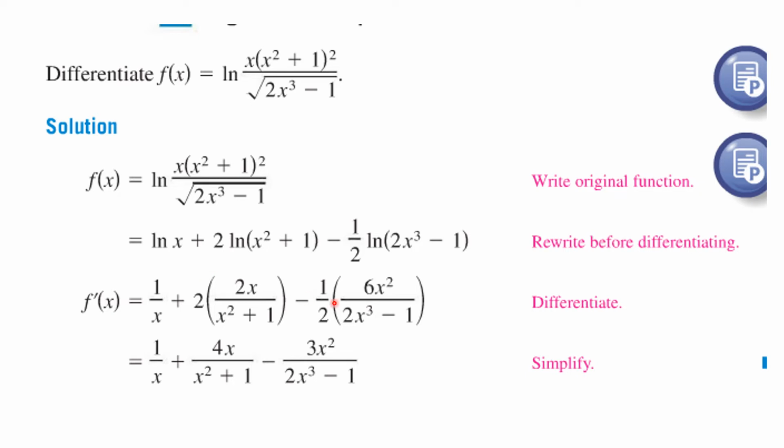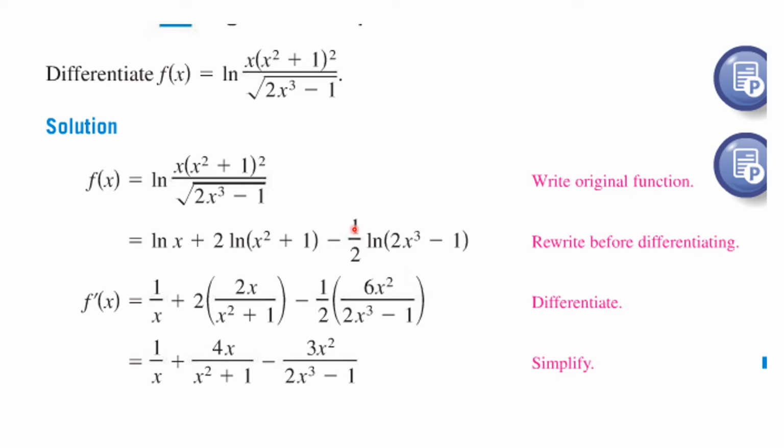But now we'll do calculus, so we take the derivative. So f prime now is equal to the derivative of this, which is 1 over x. The 2 just sits there. Now I have to use the chain rule. So the 2 sits there. The derivative of this is going to be 1 over x squared plus 1 times the derivative of x squared plus 1, which is 2x. That's what we get for that term.